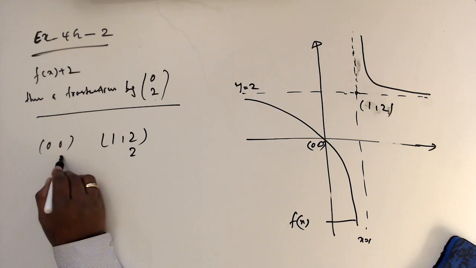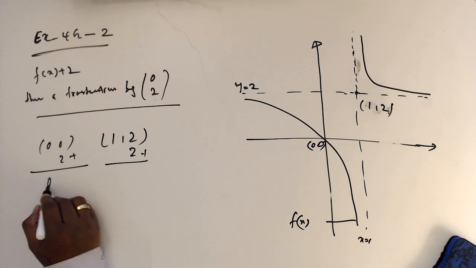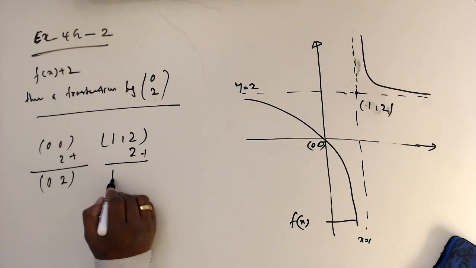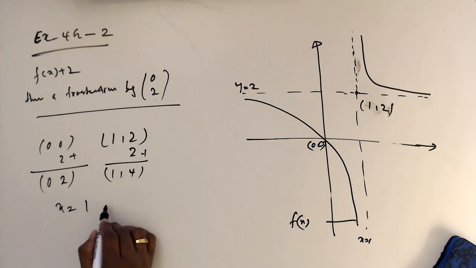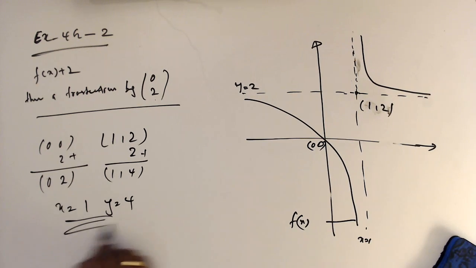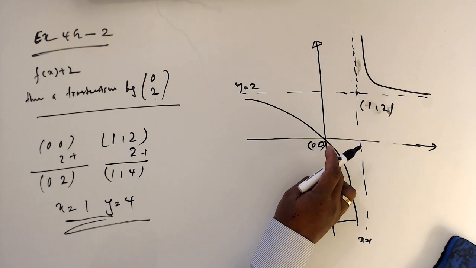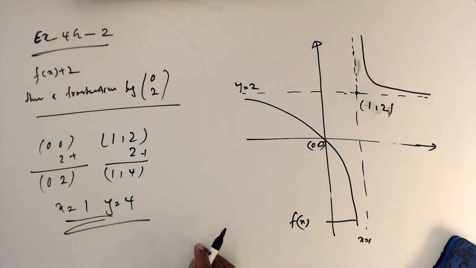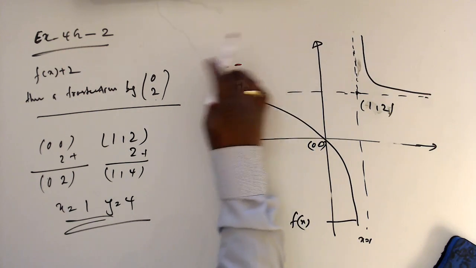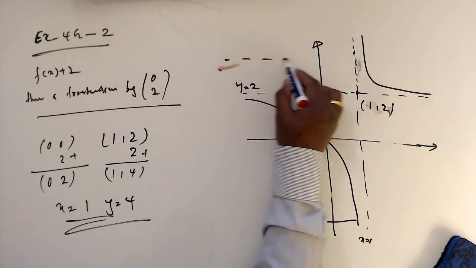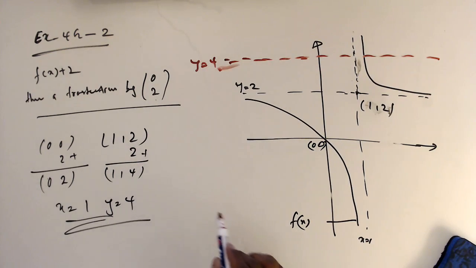So I am adding 2 to the y values, but 0 is fixed. We don't touch 0. And this is going to be 1, 4. Now what is the new asymptote? x equal 1 is still the same and y equal 4. And 0, 0 is going to be shifted to 0, 2. x equal 1 is the asymptote and y equal 4 is the new asymptote.